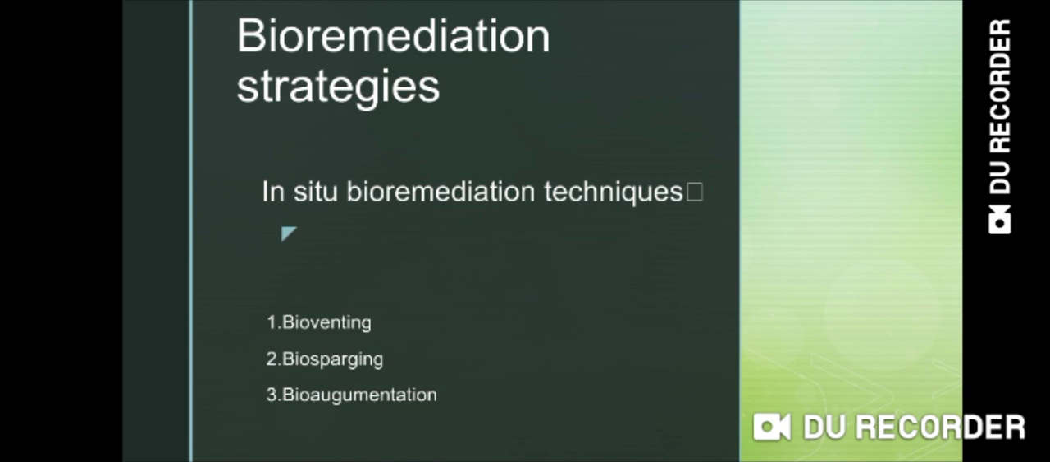But in the ex situ bioremediation technique, the contaminated soil and water will be taken away from that area, and at another place, away from their original place, they will be degraded by the use of bacteria and fungi. In situ bioremediation techniques are of three types.